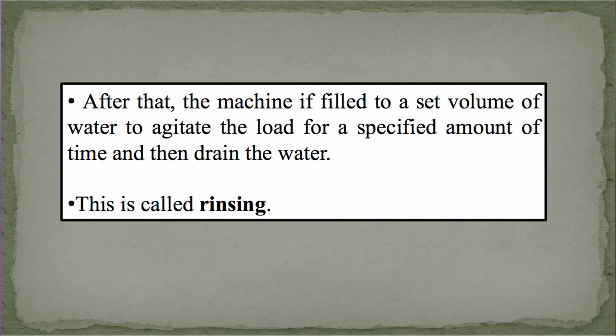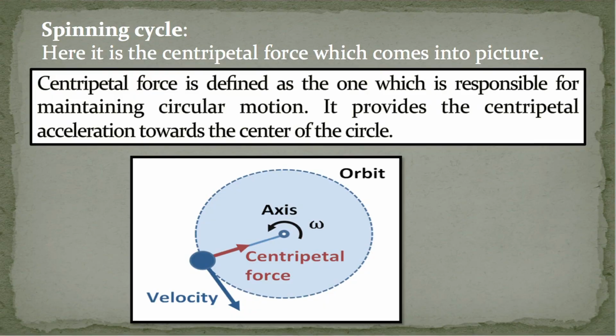After that, the machine is filled to a set volume of water to agitate the load for a specific amount of time and then drain the water. This is called rinsing. The next important part is the spinning part. Here the centripetal force comes into the picture and plays the major role.